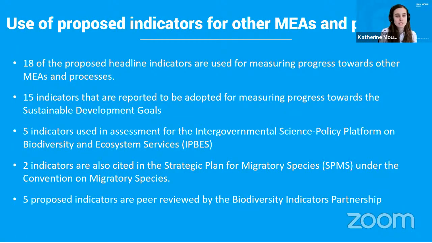So we also looked at the use of the proposed indicators for other MEAs and other processes, as this was another part of the proposed selection criteria. And we found that 18 of the proposed headline indicators are useful for measuring progress towards other MEAs and processes. 15 are reported to be adopted for measuring progress towards the Sustainable Development Goals. 5 indicators are used in the assessment of IPBES. 2 are cited in the Strategic Plan for Migratory Species under the Convention on Migratory Species. 5 proposed indicators are peer-reviewed by the Biodiversity Indicators Partnership.